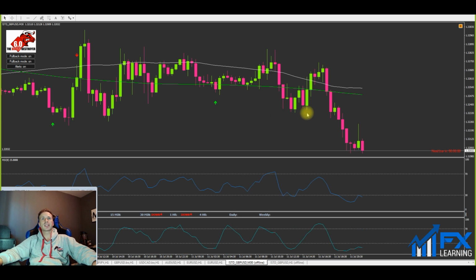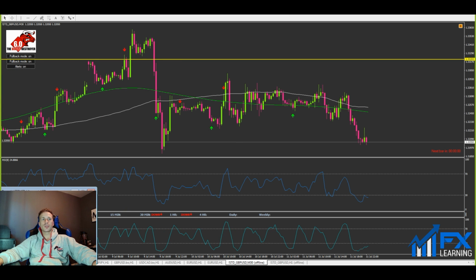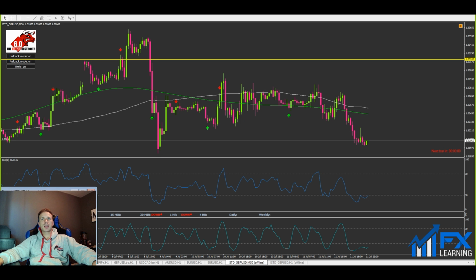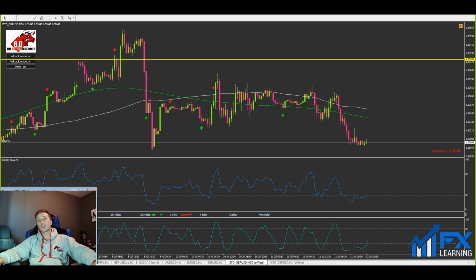Go over to the 30 minutes, and we will get in on the pullback arrow. So wait for the price to pull back up again, and we'll get in on the first green or first red arrow.